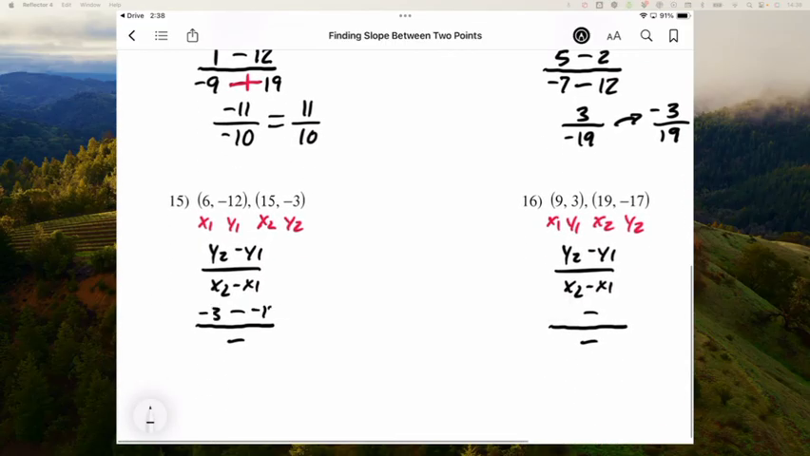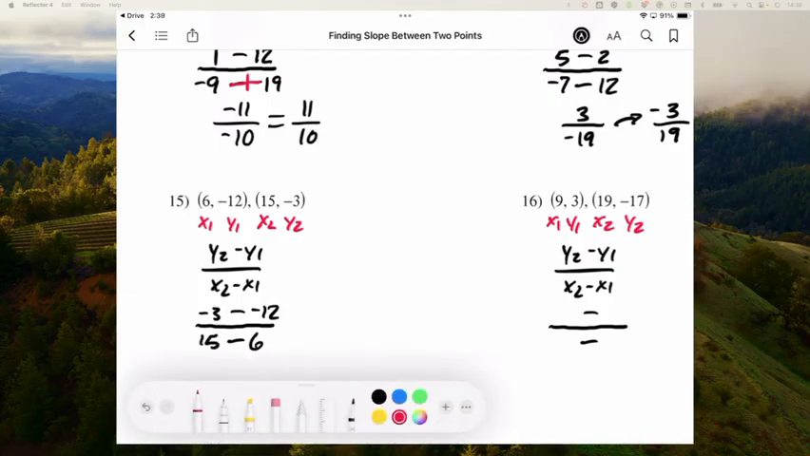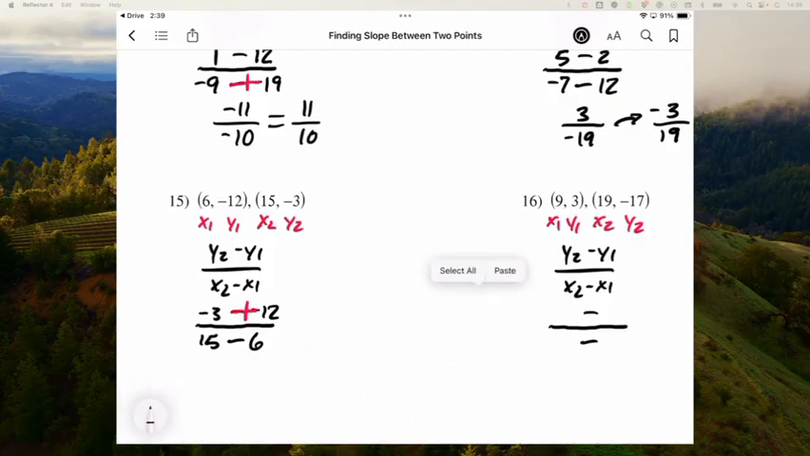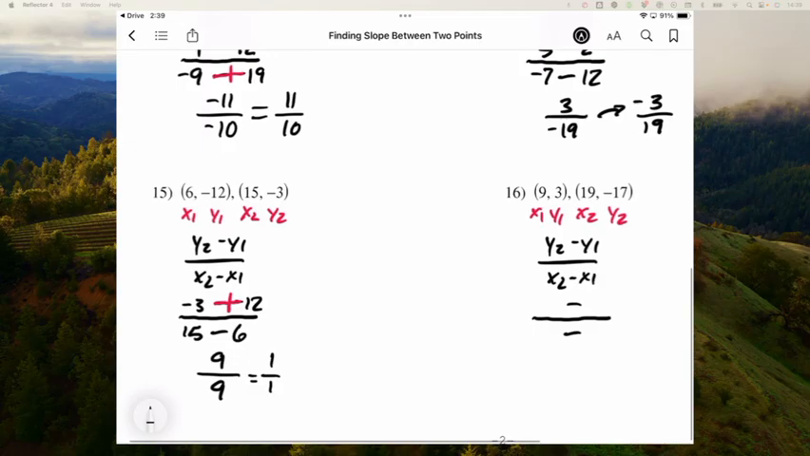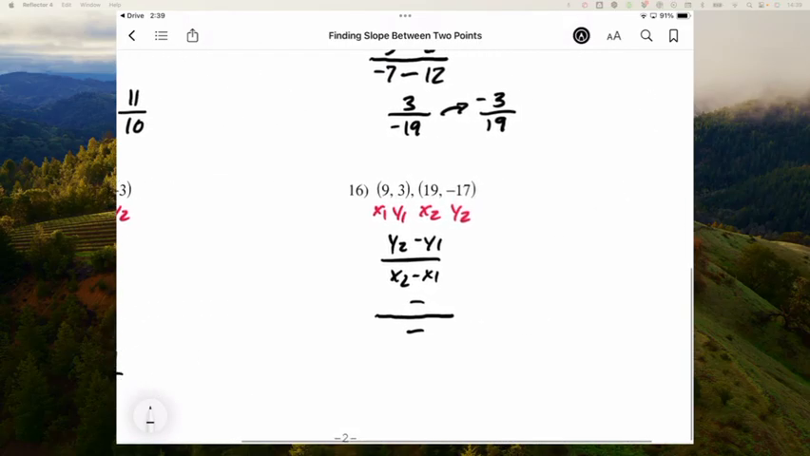Negative 3 minus negative 12. 15 minus 6. So negative 3 plus 12 is going to be positive 9. 15 minus 6 is 9. This is going to be equivalent to a slope of 1 over 1. Negative 17 minus 3. 19 minus 9. Negative 17 minus 3 is negative 20. 19 minus 9 is 10. This is going to be equivalent to negative 2 over 1.